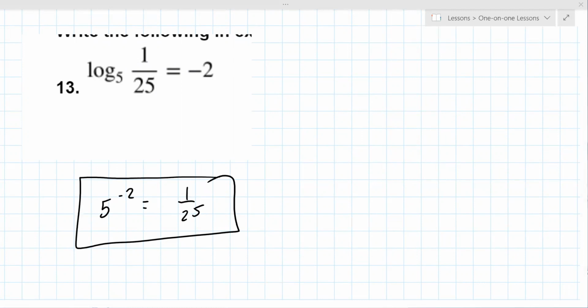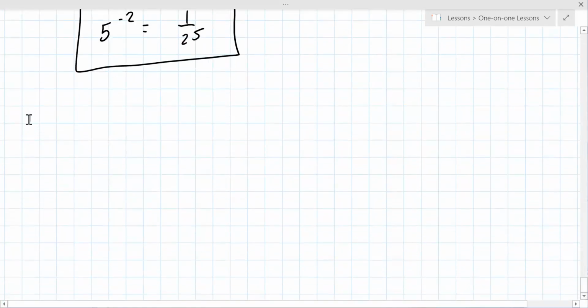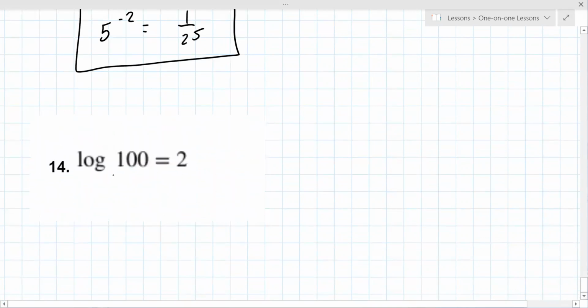14 has a slight wrinkle in it that we haven't talked about. If the base is not shown, it is assumed to be 10. So there's really a 10 here that is not shown. So 10 to the second equals 100? Yes. Perfect.